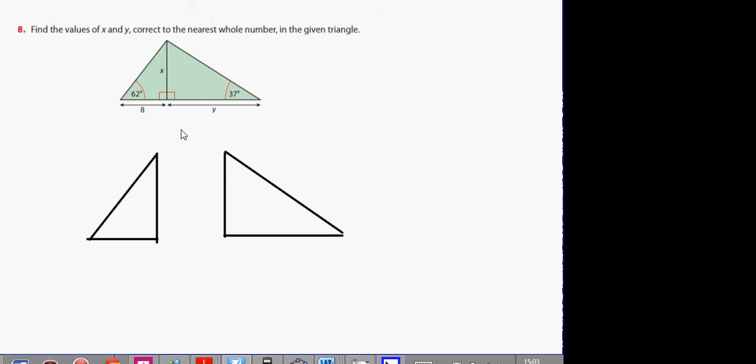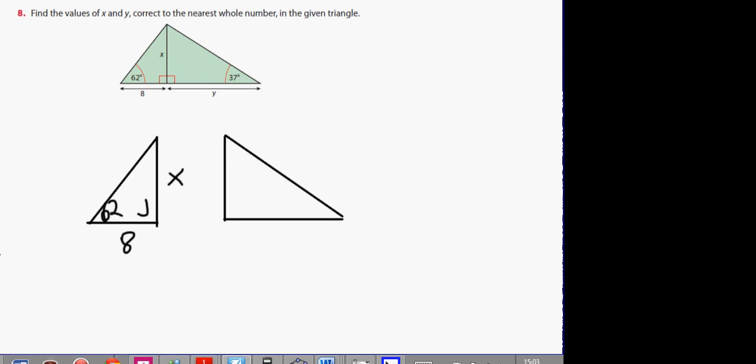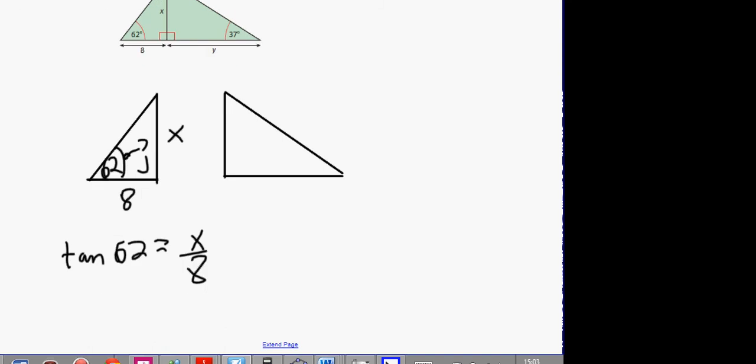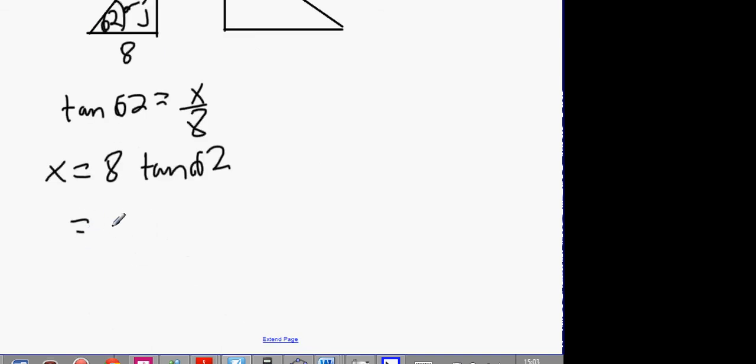Now look at this. In the first triangle, this is 62 degrees, this is 8, this is X. Which one is X? Opposite, hypotenuse, adjacent? Opposite. It's opposite to 62. And 8 is adjacent. Tan 62 equals X over 8. X therefore is 8 tan 62. What's 8 tan 62? 15.05. Okay guys.